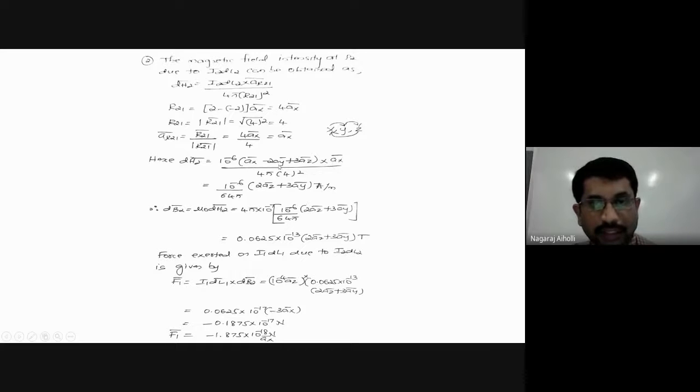Then aY cross aX: whether it is in cyclic order or reverse order, Y to X. Here it is Y, here it is X. Y to X is in the reverse order, so we get minus aZ. Next is aZ cross aX. aZ cross aX is in the cyclic order: X to Y, Y to Z, Z to X. So we get plus aY. If you simplify that, you get 10 raised to minus 6 divided by 64 pi into 2 aZ plus 3 aY ampere per meter.